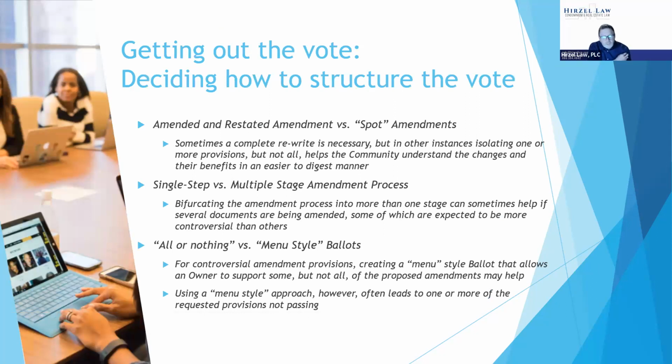In addition to increasing the level of engagement, how you structure the vote can assist in determining how a vote will be done and the likelihood of success of the vote. Some of these will depend upon the type of vote. Again, is it an amended and restated amendment, which has a lot of different changes, or is it simply a series of one or several spot amendments? In certain instances, if it's a series of spot amendments or a single spot amendment, then isolating what that spot amendment is and being able to explain it succinctly can be very helpful.